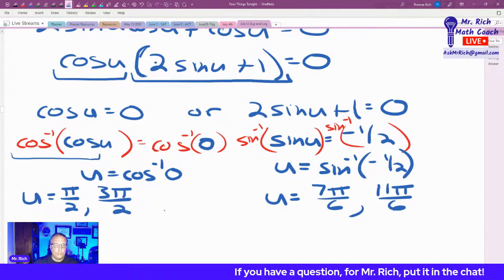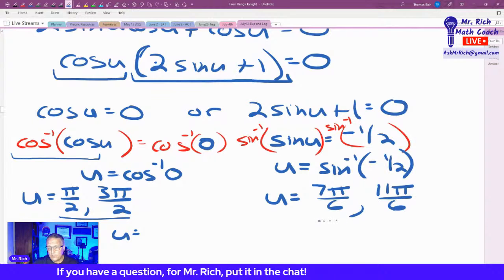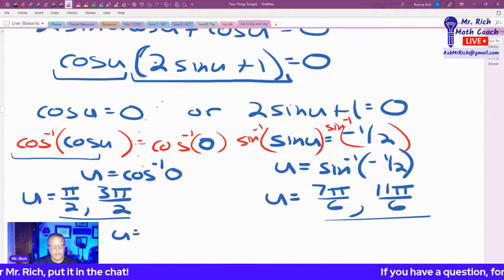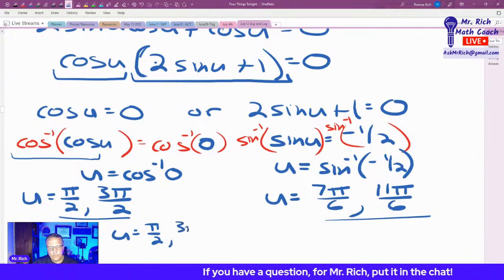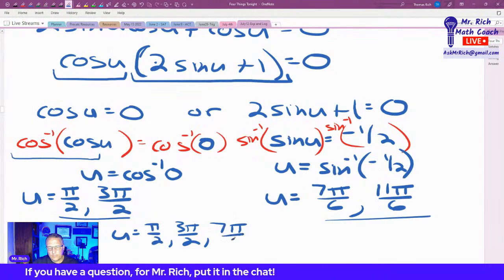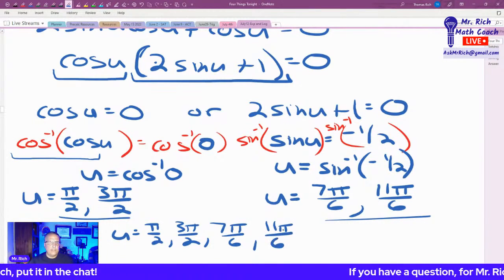And so my solutions here as my final answer are the combination of these two problems that I solved. When I set these two factors equal to 0, I can state that my solution here is pi over 2, 3 pi over 2, 7 pi over 6, and 11 pi over 6. That's my solution set to that problem.